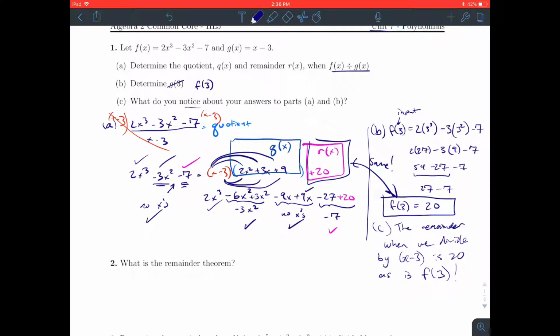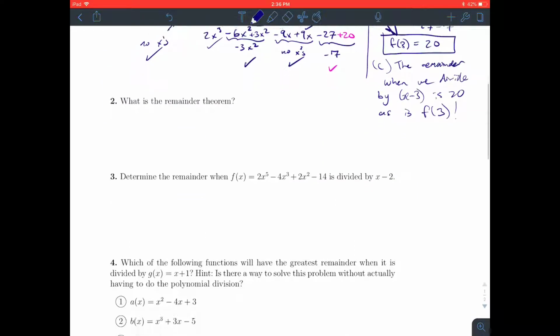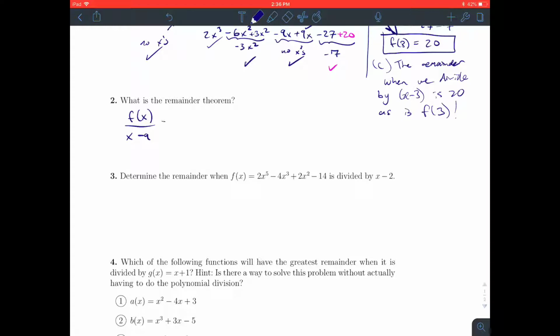And this is exactly the remainder theorem. So what the remainder theorem states is, if you have a polynomial, f of x, and you divide it by x minus a, you're going to get a quotient, you're going to get a remainder. The remainder is equivalent to f when you plug in the opposite. So if you have x minus a here, the remainder when you divide by x minus a will be f of a.